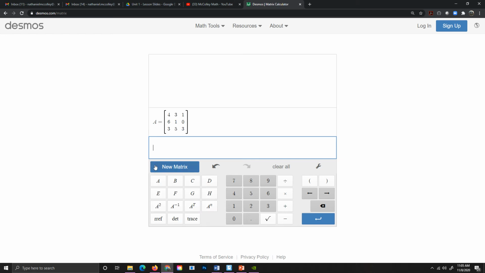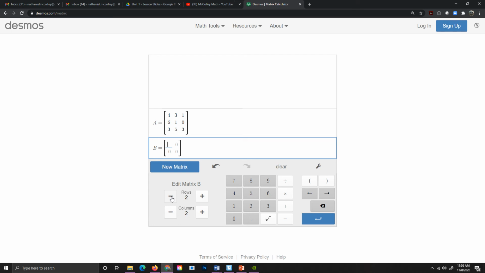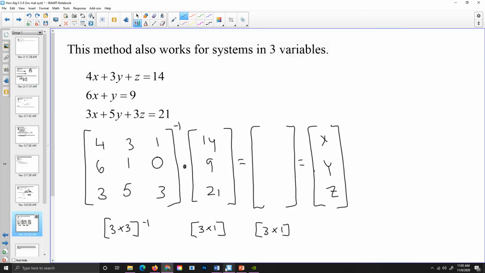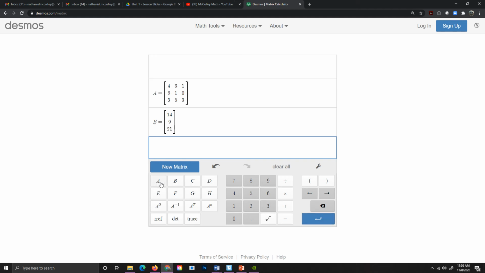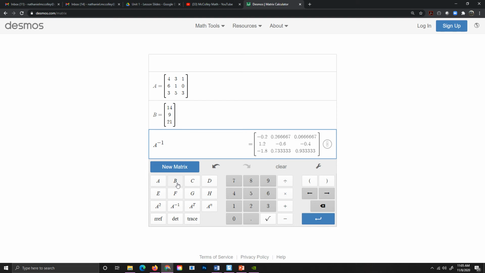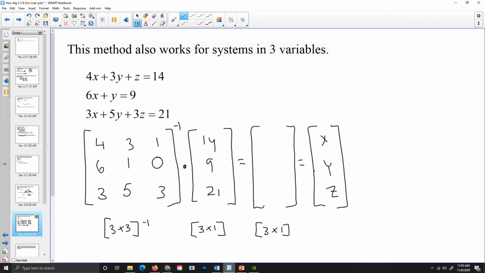And then we want a new matrix, and that new matrix we want hit a plus for rows and a minus on the columns, and then check. So 14, 9, 21. So 14, right arrow, 9, right arrow, 21, right arrow, and we'll hit enter. And then do the magic. A inverse B, and there we go, done. All the work that we did on the last section done in a couple of seconds, and it is 1, 3, 1.